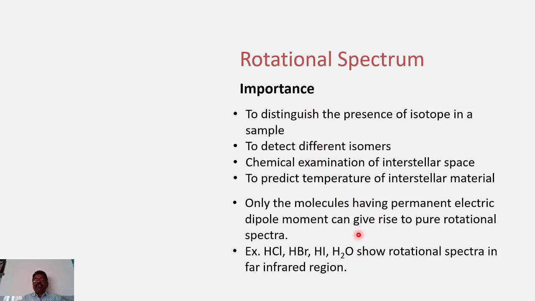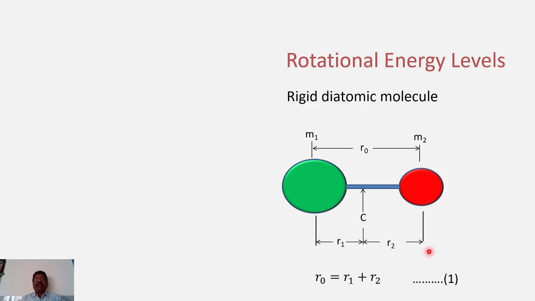Now, an important point regarding rotational spectra is that only the molecules having a permanent electric dipole moment can give rise to pure rotational spectra. This is very important. So molecules you can classify on the basis of their electric dipole moment. Some of the molecules may not have a permanent electric dipole moment. Such molecules will not show pure rotational spectra. So which molecules show it? Only those having a permanent electric dipole moment. For example, HCl, HBr, HI, H2O. These kinds of molecules show rotational spectra in the infrared region.